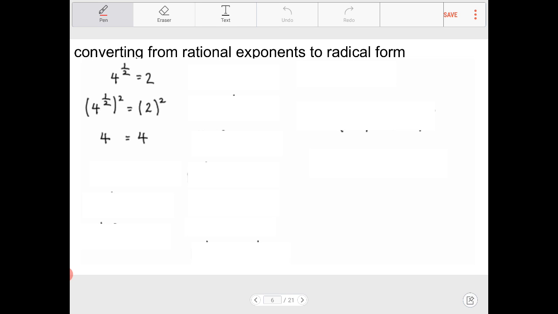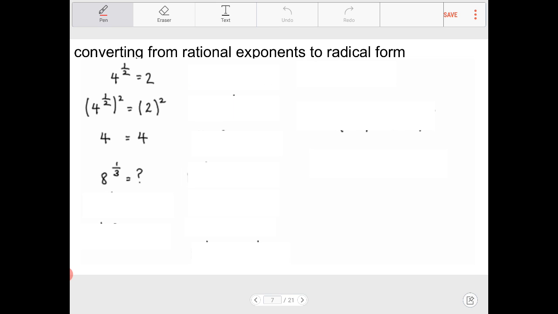So if you want to think about this, 4 to the 1/2 is actually the same thing as, in radical form, the square root of 4. And that in return is equal to 2. Keep that in mind as we go through the different slides here.